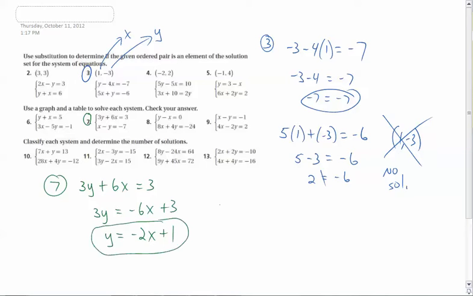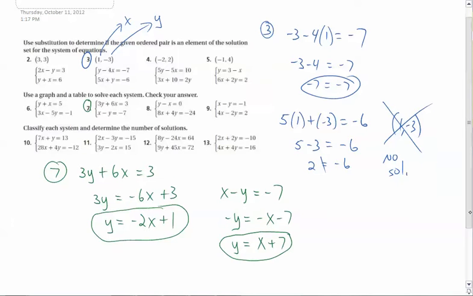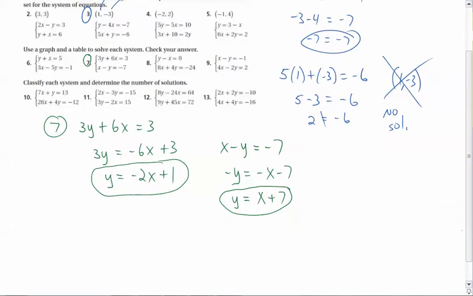Then I grab the second equation, x minus y equals -7, and I'm going to subtract x, and then I'm going to divide everything by -1, so I get y equals x plus 7. Now these are my two equations that I'm going to graph, and so I need a graphing calculator.